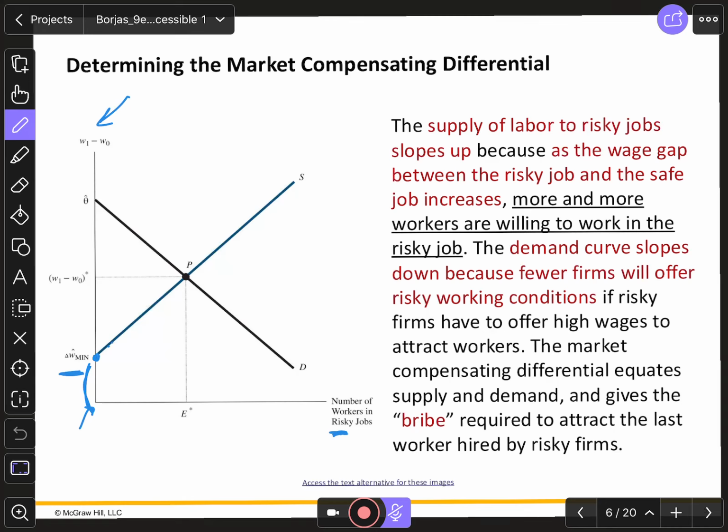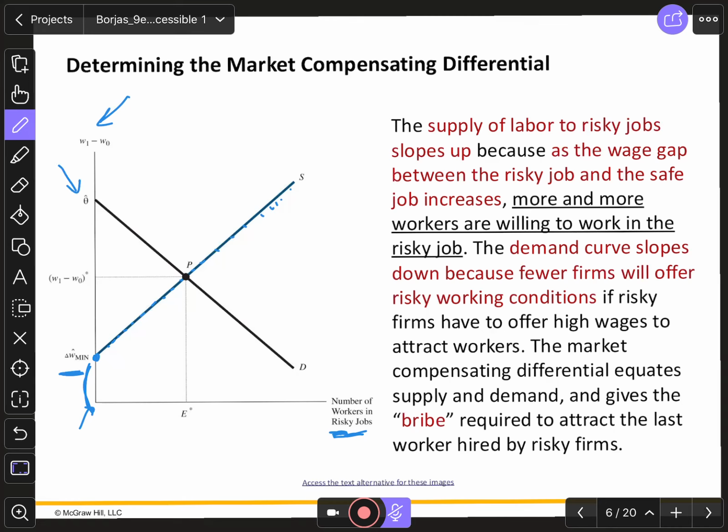And as this gap increases, workers are going to supply more and more of their service in the risky jobs. In other words, the higher the difference between the wage you get in a safe job versus a risky job, the more your willingness to supply more hours of work in the risky job. And this is the maximum.